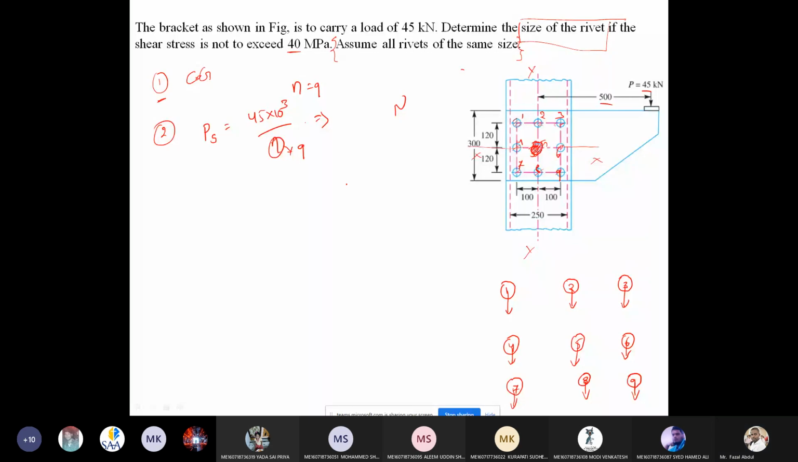5,000. Primary load on each rivet is 5,000 Newton. Okay. So this primary shear load acts vertically downwards on each rivet, as shown on the screen. How much on each one? 5,000, 5,000, 5,000. Primary shear load, primary shear load, primary shear load.